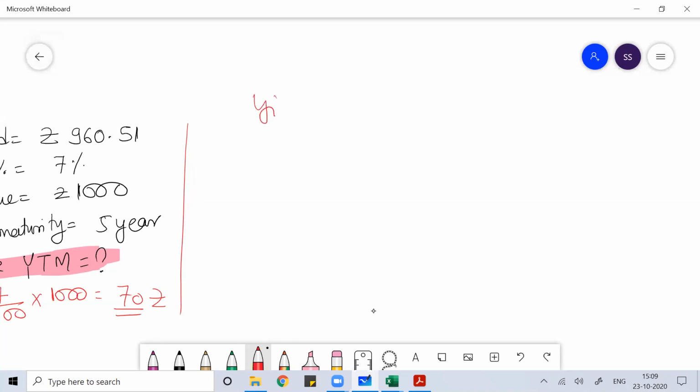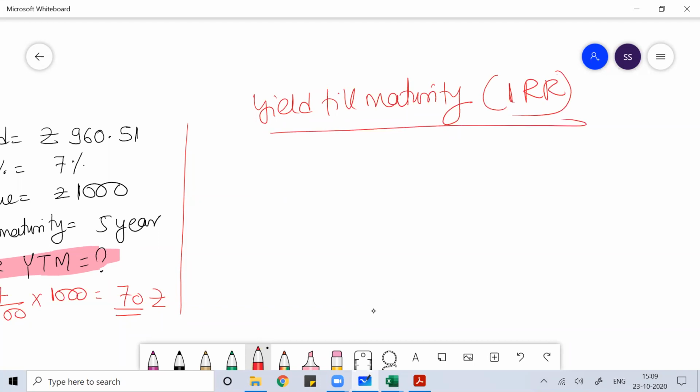Whenever you say yield till maturity, the other meaning of yield till maturity is IRR, internal rate of return. I hope you remember internal rate of return from PV and IRR. What is internal rate of return? It is the minimum return that you get on your investment. Okay, so the same way.